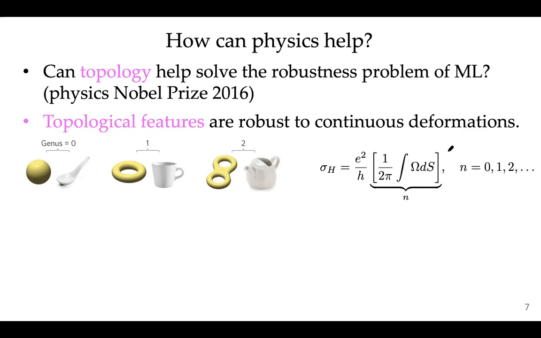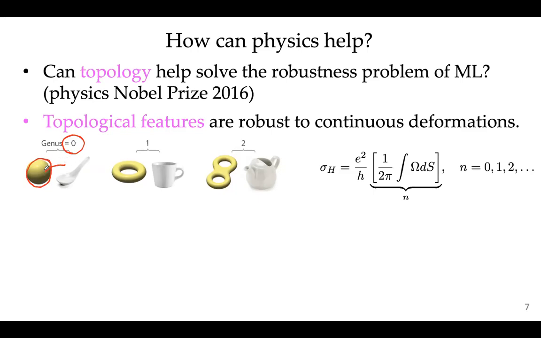The Physics Nobel Prize in 2016 went to the application of topology in condensed matter systems. The idea of topology is simple: topological features are robust to continuous deformations. The topology of, let's say, a sphere is characterized by this number, genus 0. You can deform a sphere without making holes. That's the rule. You should not make any holes, and you should not destroy any holes. You have to preserve the holes.